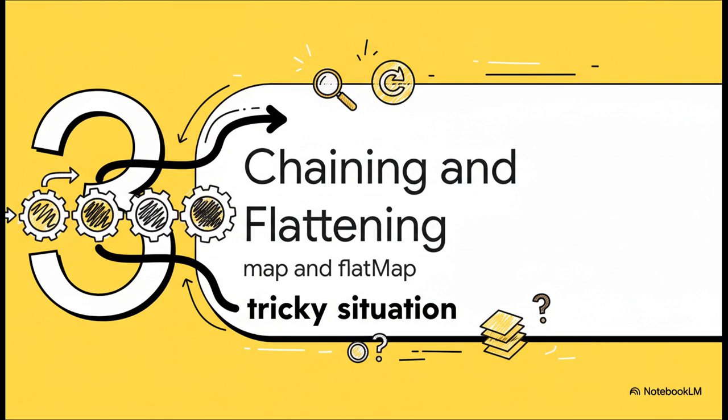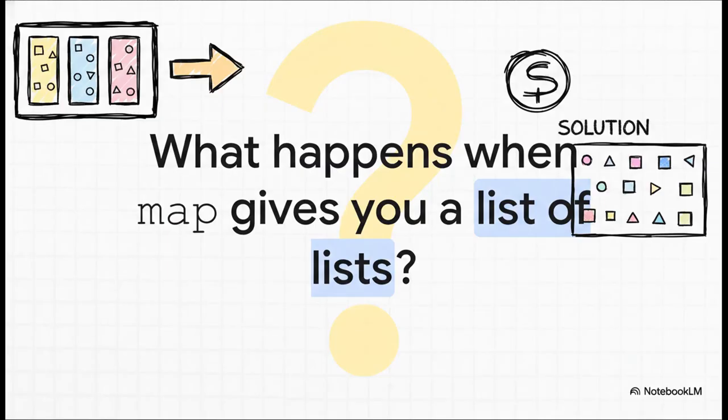The real power comes when you start chaining them together, passing the result of one function directly into the next to build these really complex data pipelines. But this can sometimes create a tricky situation. So let's think about this for a sec. What happens when your map function doesn't just return a single item, but a whole other list? You end up with this nested structure, a list that contains other lists, and that can be kind of awkward to work with. So how do we deal with that?